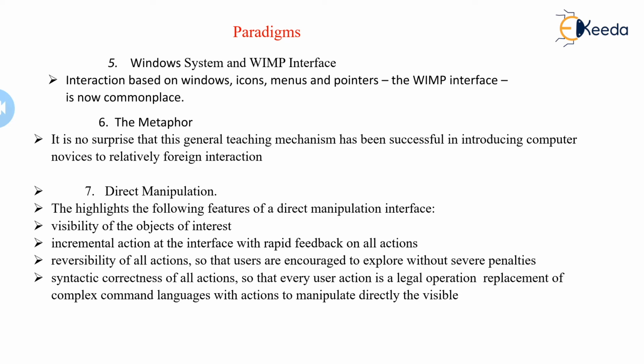So there is a command which is given to the system, but later it highlights the direct manipulation interface: visibility of the object of interest, incremental action at the interface with rapid feedback of all actions, reversibility of all actions, so that users are encouraged to explore without severe penalties. So the direct manipulation interface on the desktop metaphor requires your documents or folders. On your table you have a range of documents and folders, and they are made visible to the user.